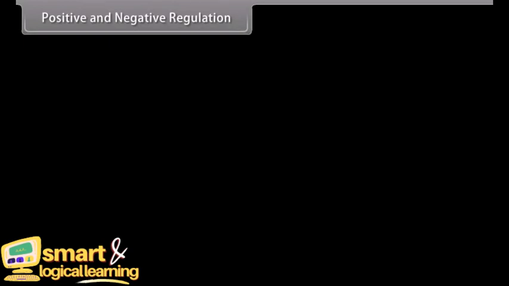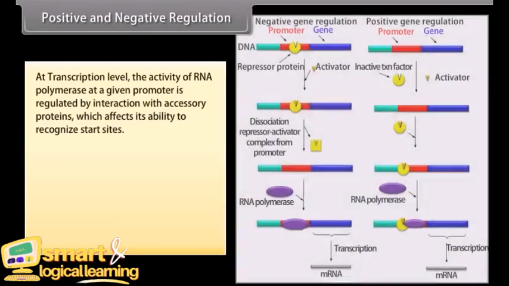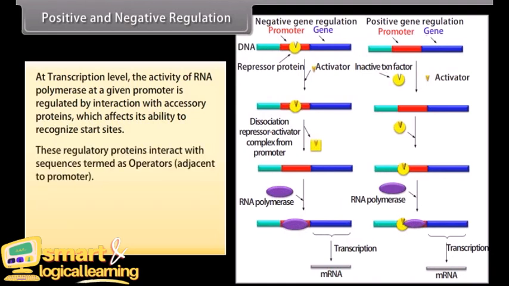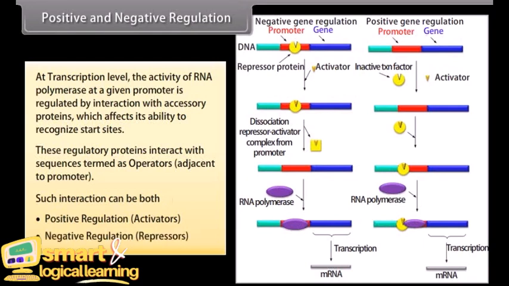Positive and negative regulation. At transcription level, the activity of RNA polymerase at a given promoter is regulated by interaction with accessory proteins, which affects its ability to recognize start sites. These regulatory proteins interact with sequences termed operators adjacent to the promoter. Such interaction can be both positive regulation, activators, and negative regulation, repressors.